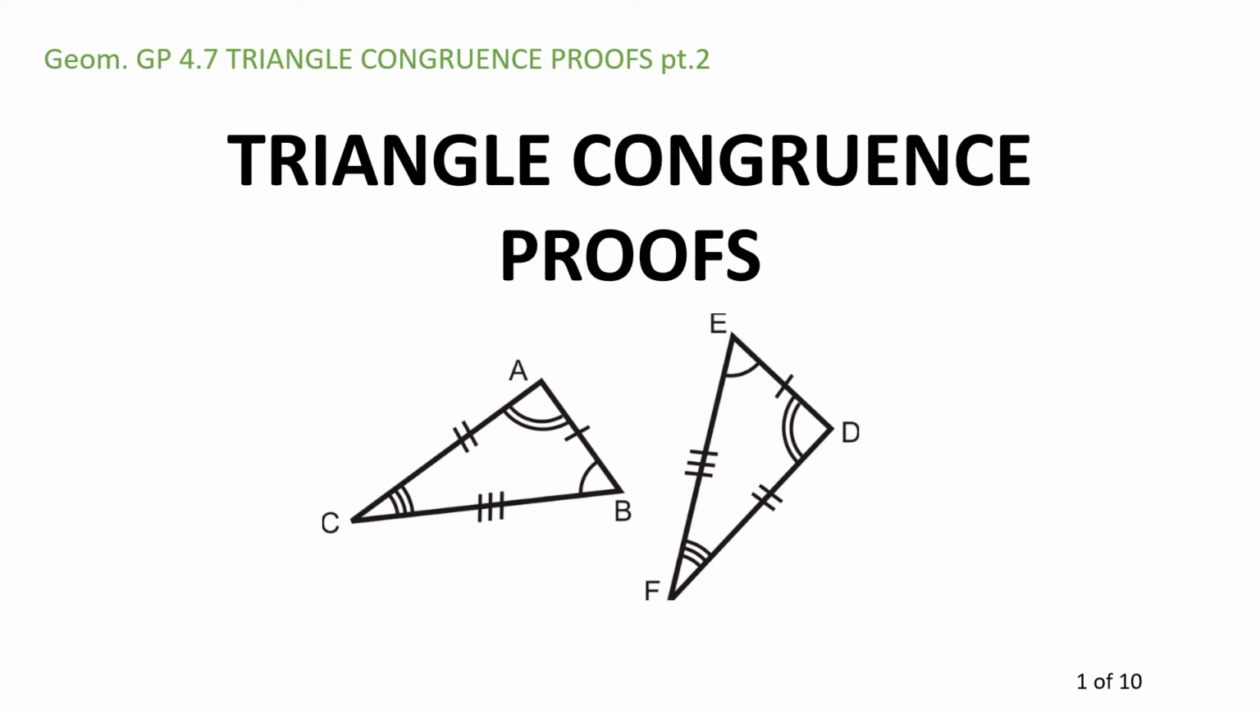Hello, geometry students. In this lesson, a continuation of triangle congruence proofs. Methods for proving triangles congruent, various combinations of sides and angles. The ones that don't work: three angles, and of course, an angle and two sides. Those are not methods for proving triangles are congruent.